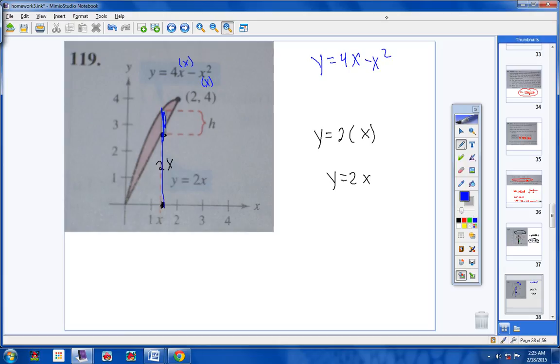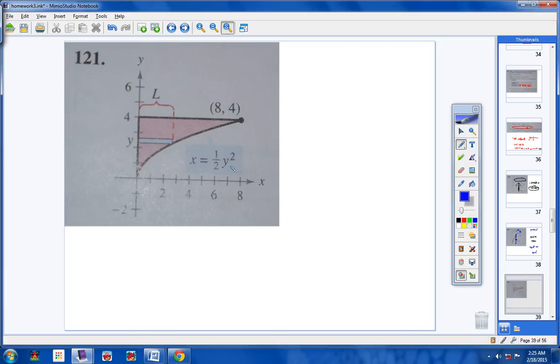So I'm going to take this expression here, 4x minus x squared, and then subtract 2x. 4x minus 2x will give you 2x minus x squared. So 2x minus x squared is the entire length of the line minus the shorter one. Alright, moving on to number 121.